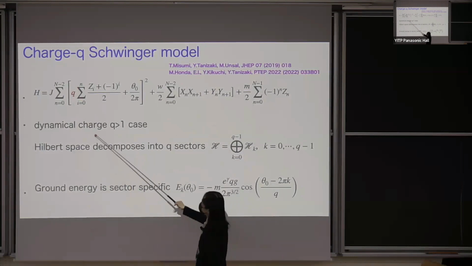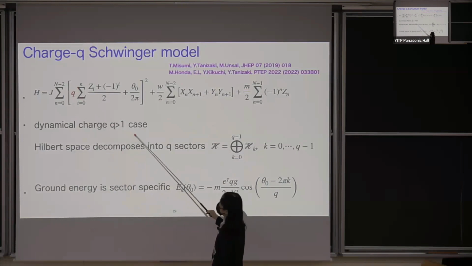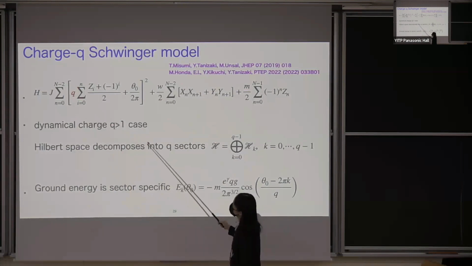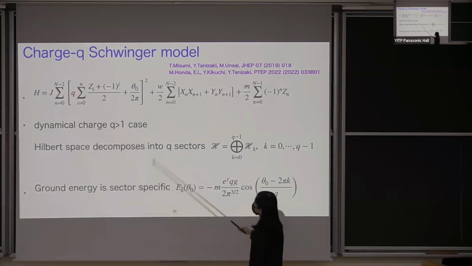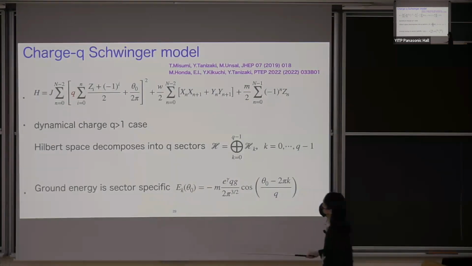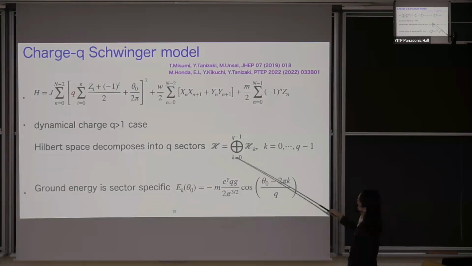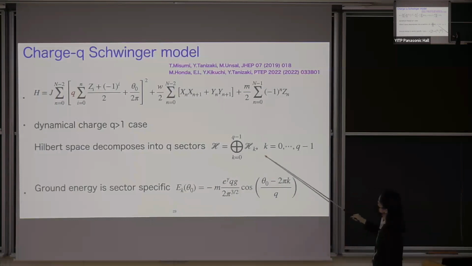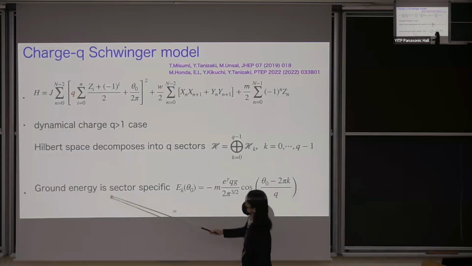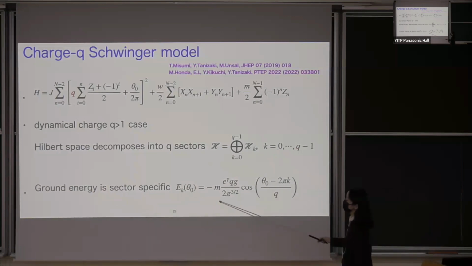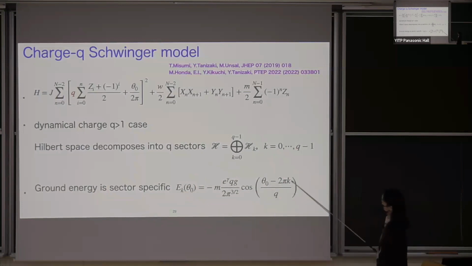In the case where the dynamical charge Q is larger than 1, and we assume that this is an integer, the Hilbert space decomposes into Q sectors like that, and this k labels the sector, ranging from 0 to Q minus 1. The most interesting behavior is that the ground state energy is sector specific. This is the ground state energy of sector k. So it depends on theta and k.